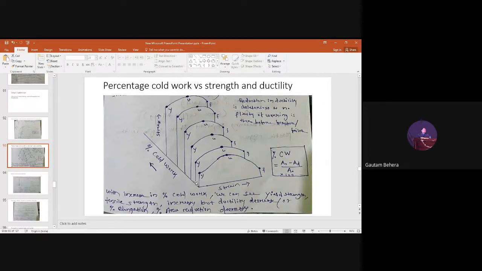And now suppose this is the 10% cold work metal stress versus strain curve. Suppose this is the 30%. Suppose this is the 40% stress versus strain curve. And this is the 50%, like this. Can anybody figure out what is happening here? With increasing percentage cold work, what is happening to the stress versus strain curve? Just look at this one. Can you figure it out?